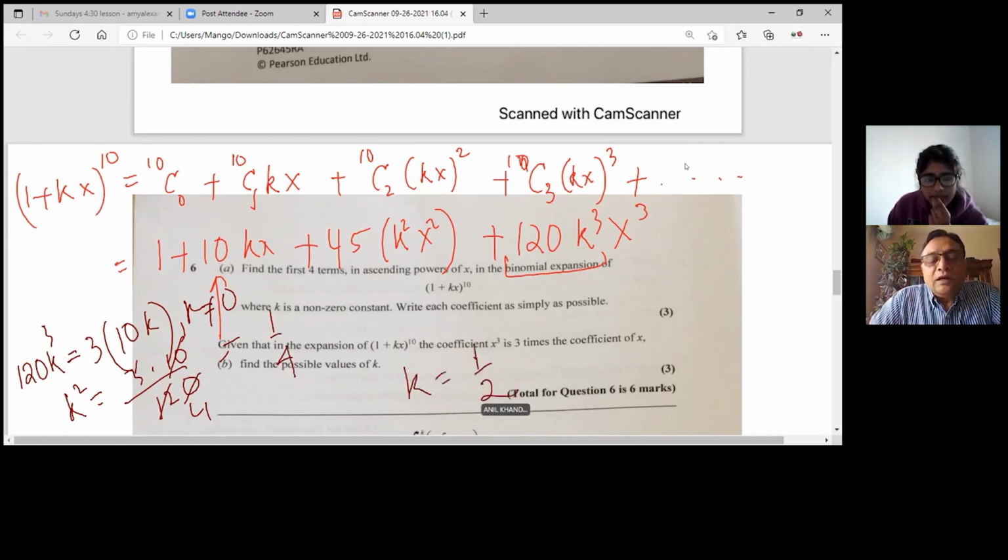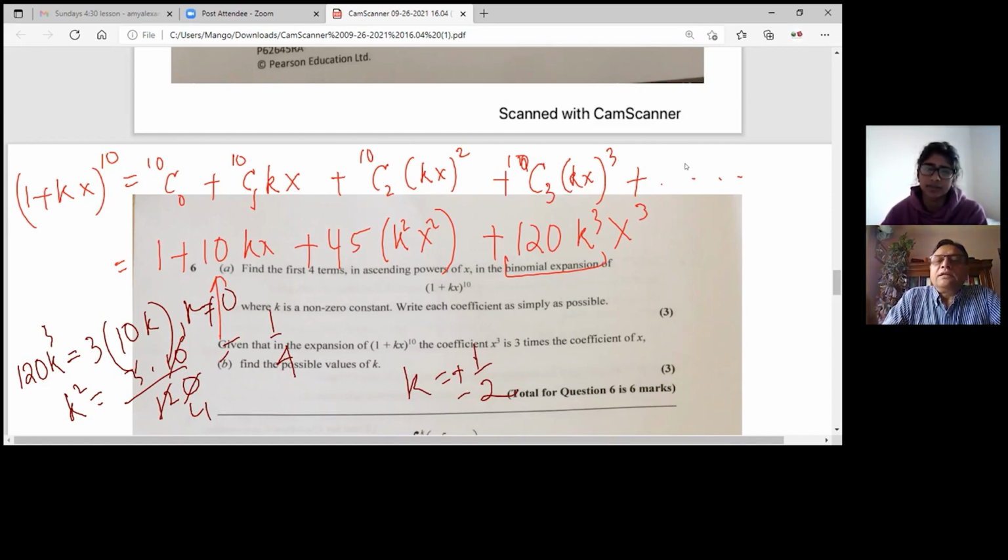Is it clear? Now, if you take the square root, you could write both plus and minus. Now it's saying where k is a non-zero constant, correct? So k can't be 0, but it could be positive or negative. So plus or minus half, both will be your answer. When you do the square root, is this clear to you?